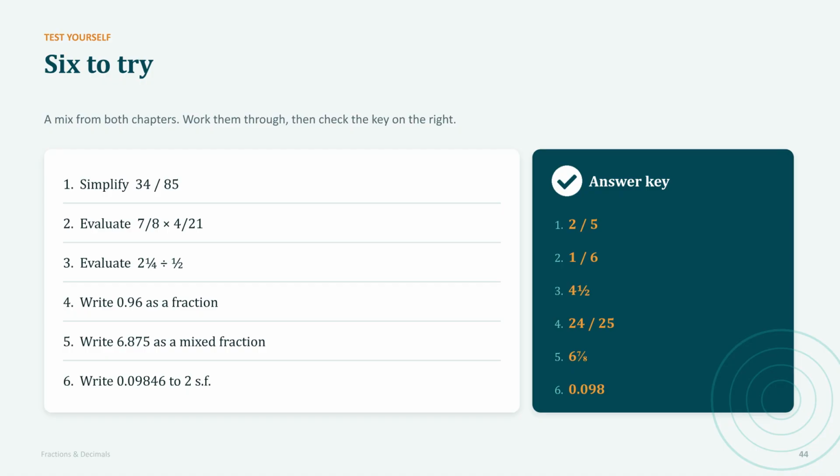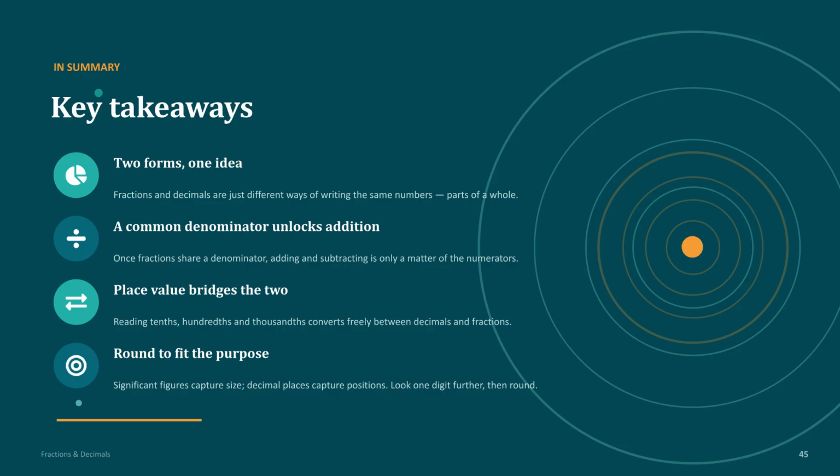Finally, here is a quick test of your knowledge. These 6 problems cover both chapters, giving you an opportunity to verify your mastery of these concepts. In summary, fractions and decimals represent the same numbers. Common denominators enable arithmetic, place value bridges the two forms, and rounding ensures your answers fit the precision needed.